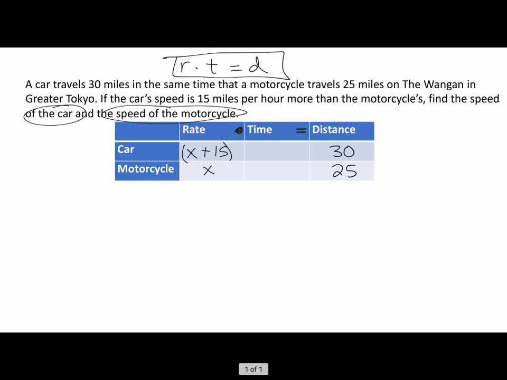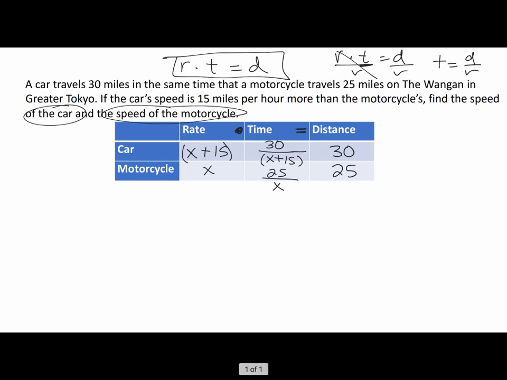And so in this case, we're not finding the distance. We already have the distance. We're actually trying to find the time. So in this formula, rate times time equals distance, if I wanted to solve for time, then I have to undo this multiplication by rate. So time is distance divided by rate. In this case, the car: distance 30 divided by rate, x plus 15. And the motorcycle: distance 25 divided by rate, x.